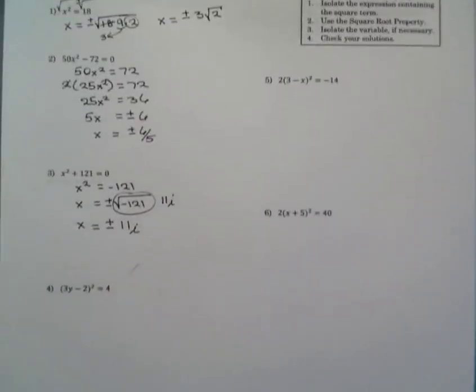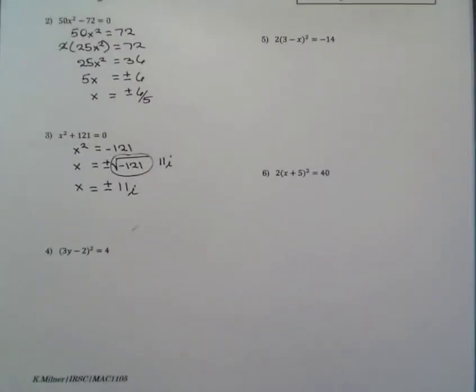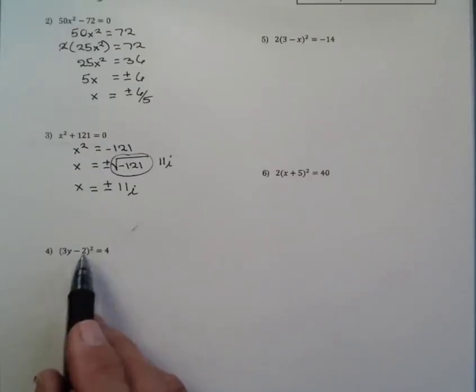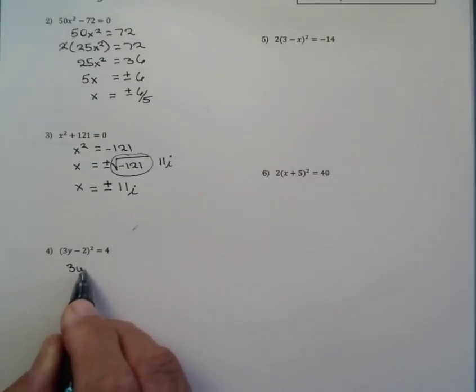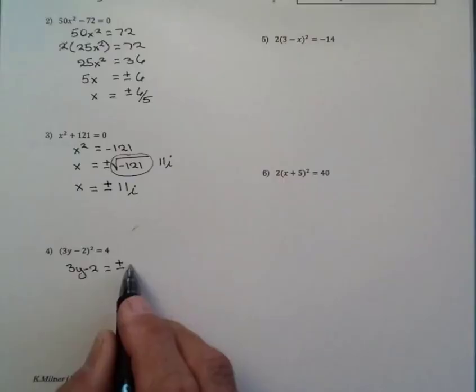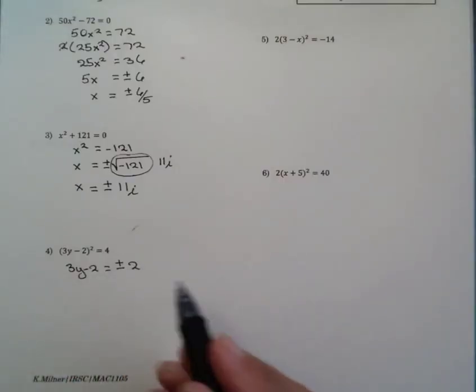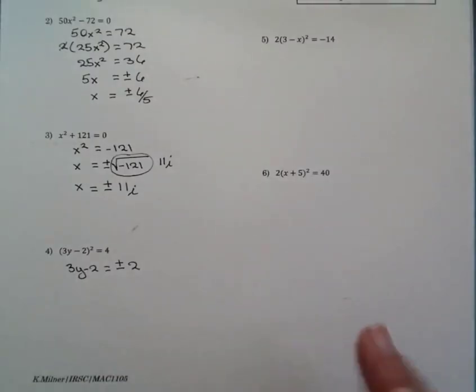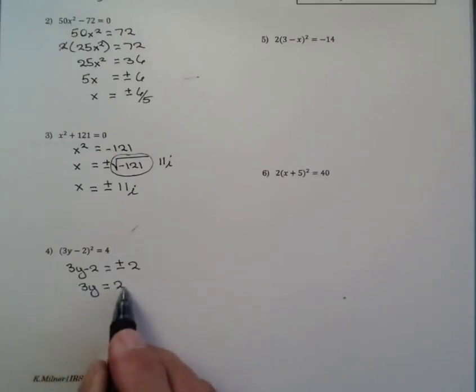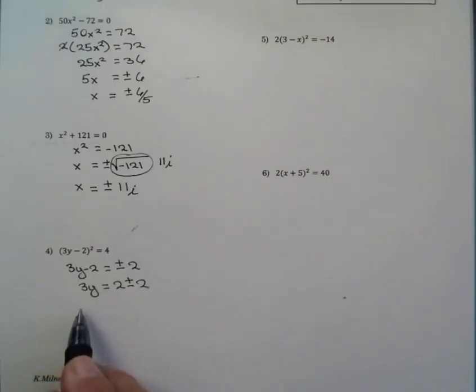Let's take a look at the next example, number 4. This time I've got a perfect square. It's maybe a binomial, but that's okay. Let's take the square root of 3y minus 2 squared, and it would just be 3y minus 2. And then let's take plus or minus the square root of 4, which is going to be 2, isn't it? So that kind of was nice. I'm going to see if I can do some more work here. I'm going to get rid of this negative 2. I'm going to say 3y is equal to 2 plus or minus 2. And then I'm going to divide this by 3.